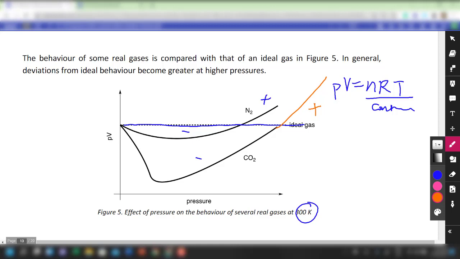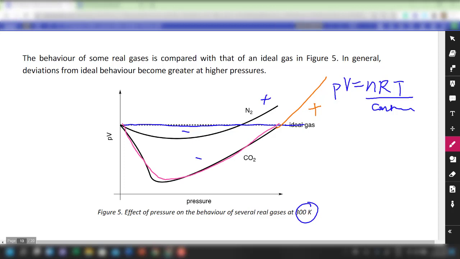One thing you can take note of from this graph is that CO2 deviates more from ideality as compared to nitrogen gas. This will not come as a surprise, because number one, the molecular size of CO2 is bigger than N2, and number two, the dispersion forces, or the instantaneous dipole-induced dipole interaction, between CO2 molecules is significantly stronger than that between N2 molecules. So this greater deviation from ideal behavior is not surprising.